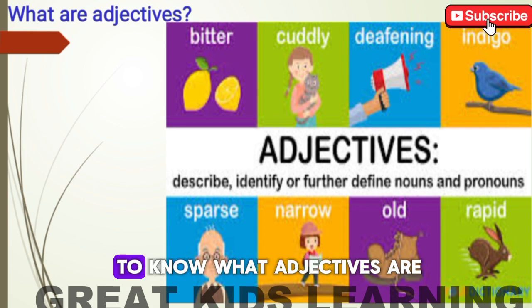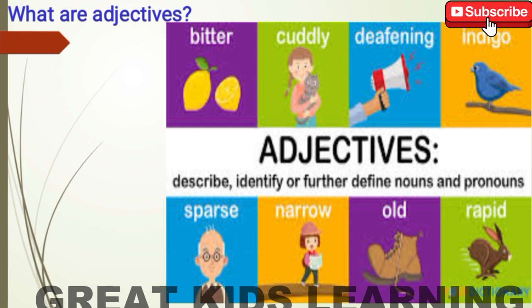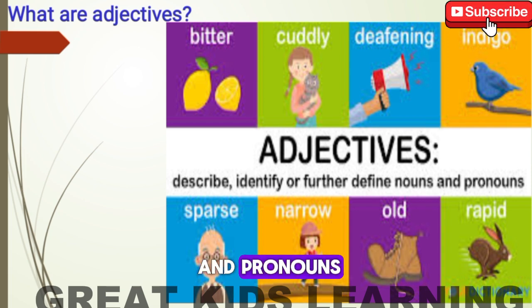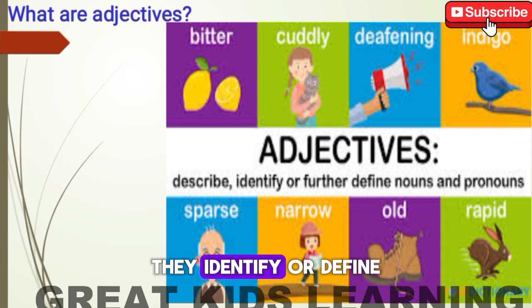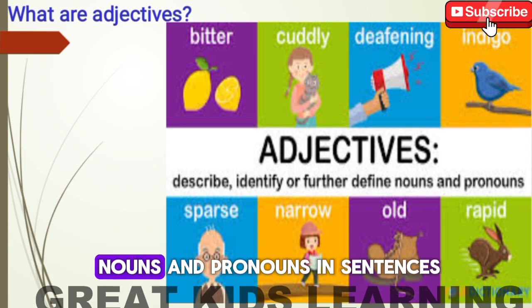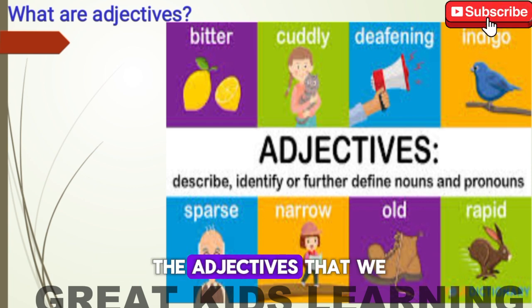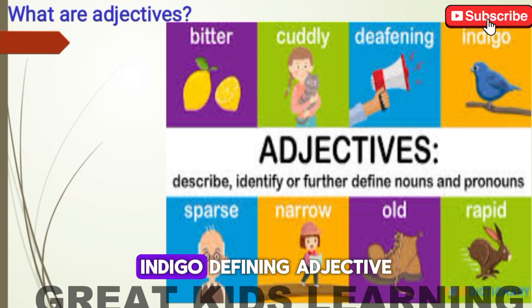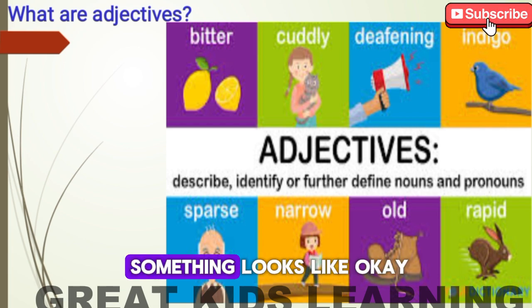Okay, so let's get to know what adjectives are. Adjectives describe, identify, or define nouns and pronouns. They describe, they identify, or define nouns and pronouns in sentences. Okay, let's look at the adjectives that we have here. Old, rapid, narrow, cuddly, bitter, indigo, defining. An adjective tells us exactly how something looks, okay?